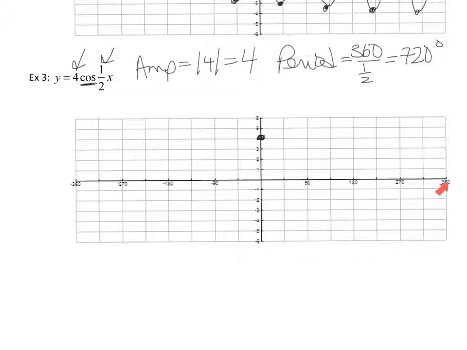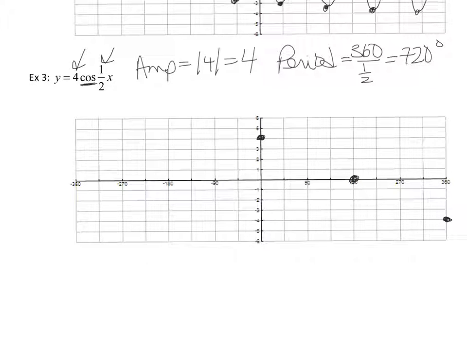Well, our halfway point would be 360. What does cosine do in between its two high points? It hits a low point. So that low point would be here at 360 degrees, halfway between 0 and 720. So I can plot my low point of negative 4 at 360 degrees. What does cosine do between a high point and a low point? It's going to go through the midline, which is the x-axis. So at 180 degrees, we have an x-intercept.